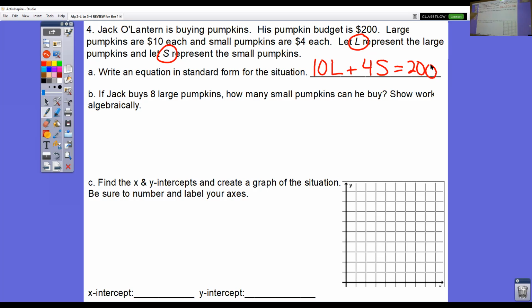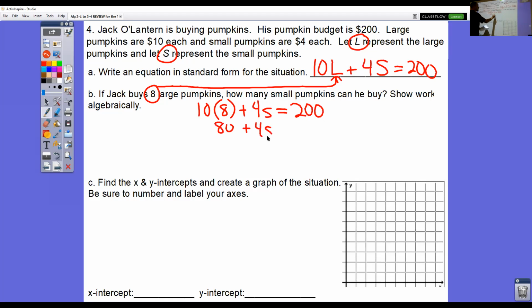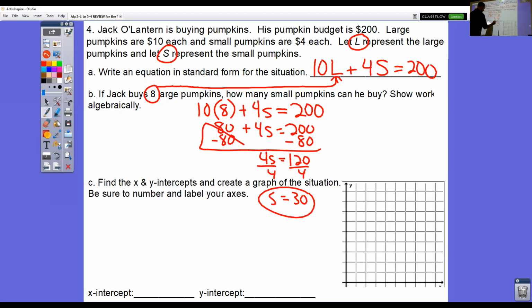If Jack buys 8 large pumpkins, how many small pumpkins can he buy? Well, what we're going to do is take that 8 and sub it in for the large because it says he's buying 8 large. So instead of 10 times L, we're going to have 10 times 8 plus 4S equals 200. So 10 times 8 is 80, plus 4S equals 200, minus 80 is just a two-step equation now. So 4S equals 120, divide by 4, and we get S equals 30. So he could buy 30 small pumpkins.